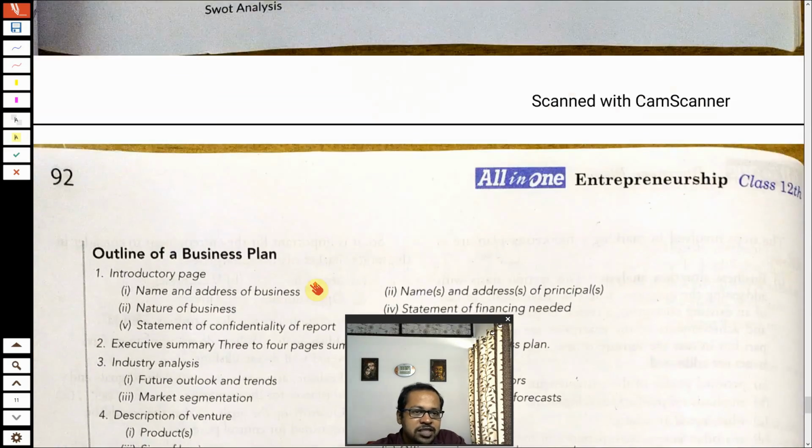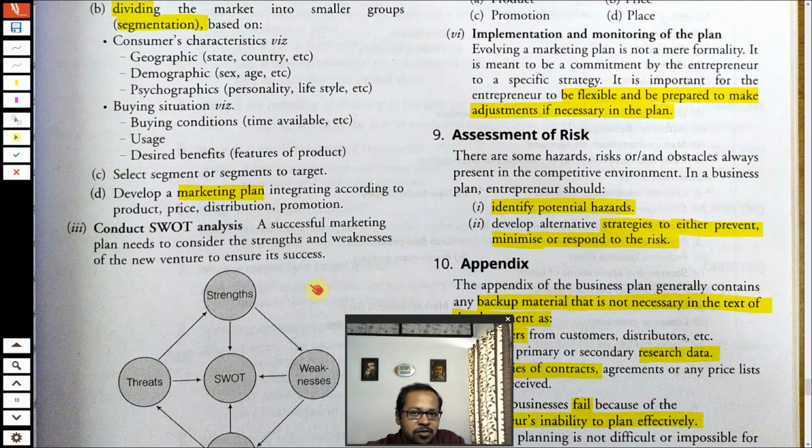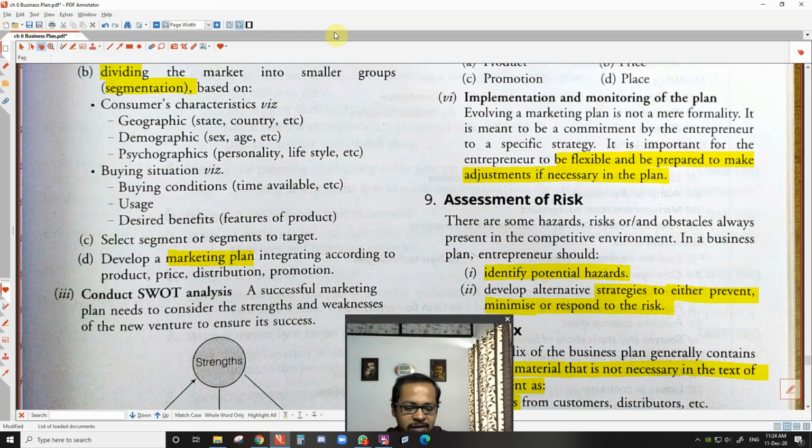So I hope this chapter is clear to you. It's very easy, and even if you read it 1 or 2 times with sincerity and understanding, you can remember most of the things. So wish you all the best. Prepare well for your exams and try to understand the concepts properly. Only then will you be able to answer the questions, even if they are asked indirectly. Okay, bye bye.